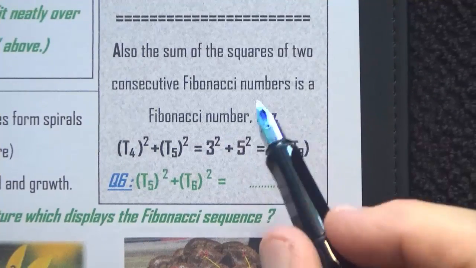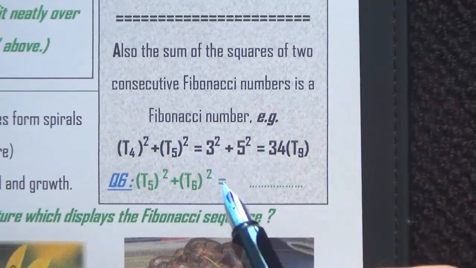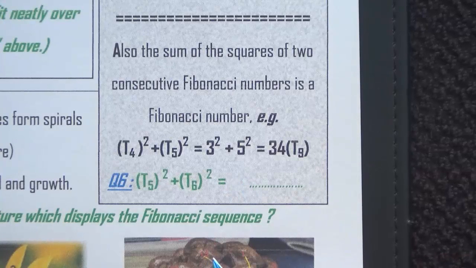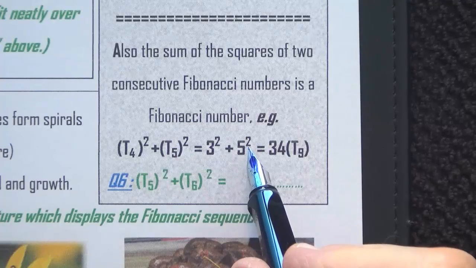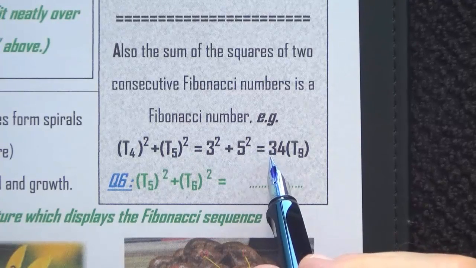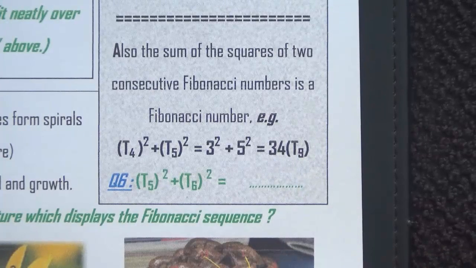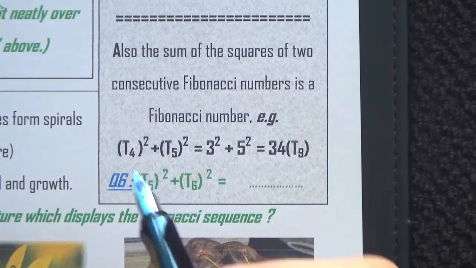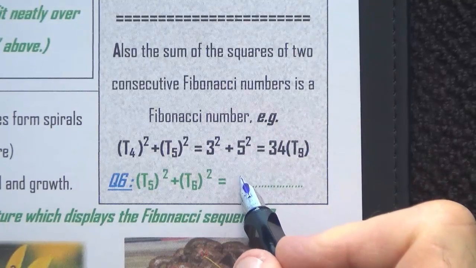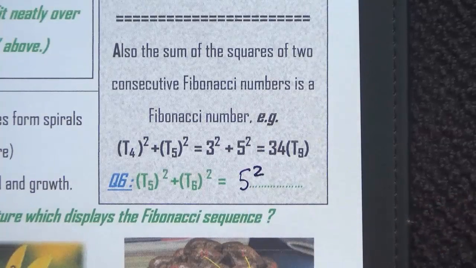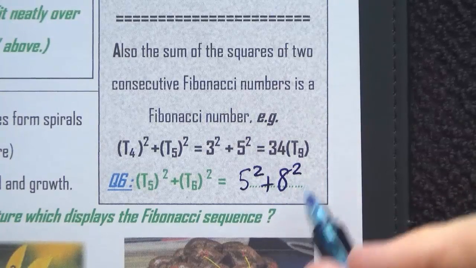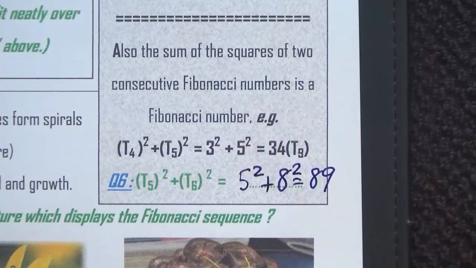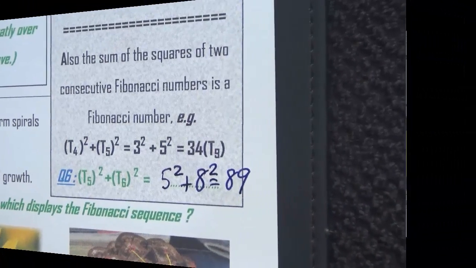Just below that, you'll find another interesting fact, that the sum of two consecutive Fibonacci squares is a Fibonacci number. For instance, term 4 squared, which is 3 squared, plus term 5 squared, which is 5 squared, is 9 plus 25, which is 34, which is a Fibonacci number. We could try that again. Term 5, which we said was 5 squared, plus term 6 squared, which would be 8 squared, is 25 plus 64, that equals 89, a Fibonacci number.